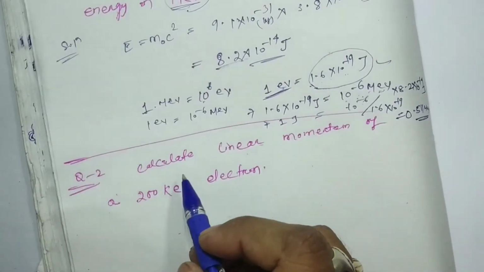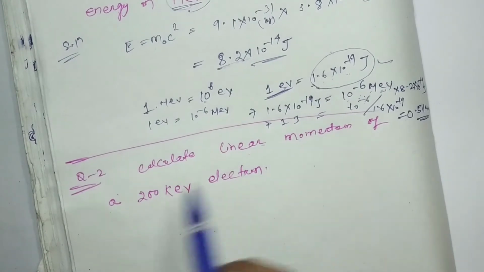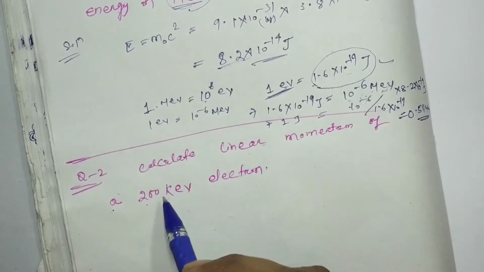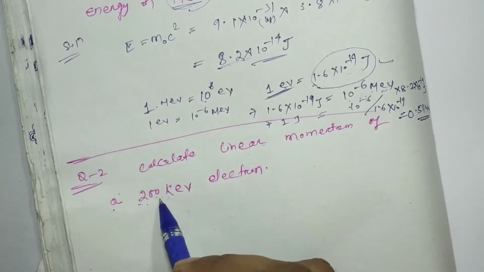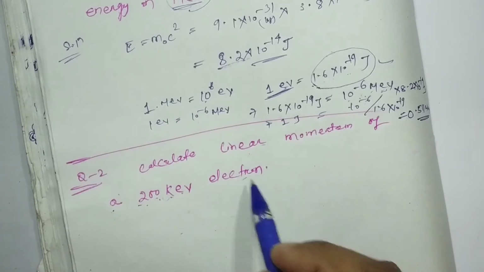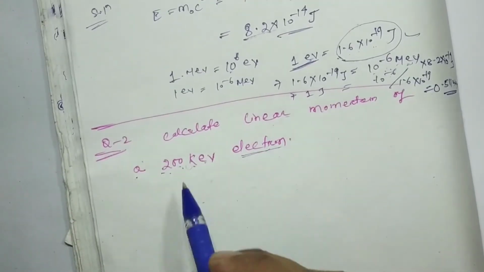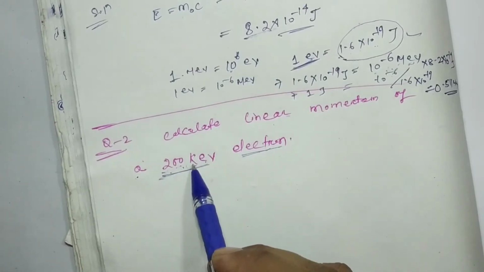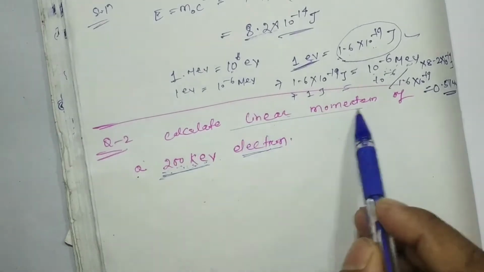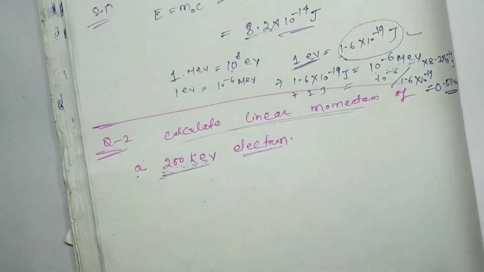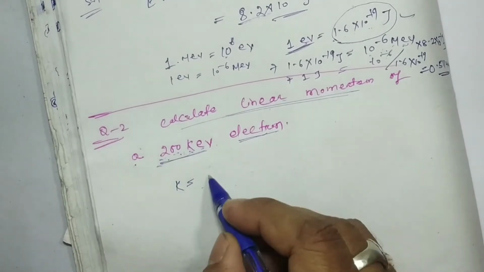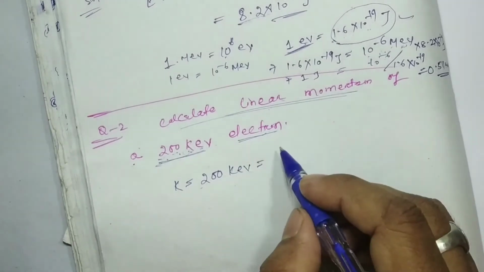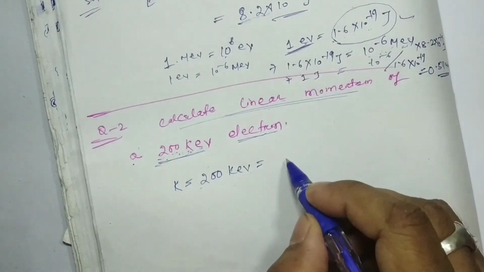Now the next question is: calculate the linear momentum of a 200 keV electron. Here k means kilo. That means one electron which has energy of 200 kilo electron volt, and find out its linear momentum. How can we find it? See, it is given 200 keV.